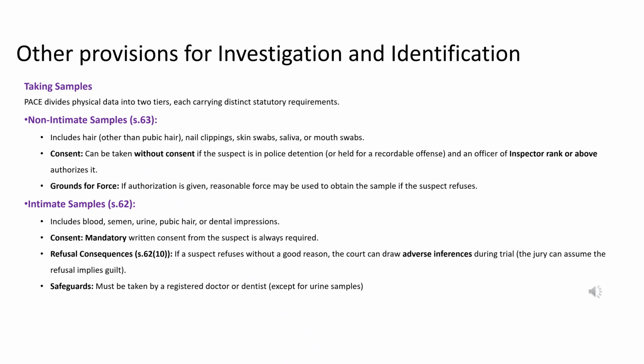The second category is intimate samples under Section 62, which involve a much greater level of bodily intrusion. These include blood, semen, urine, pubic hair, and dental impressions. Because of their highly personal nature, intimate samples can only be taken with the suspect's written consent. If a suspect refuses to provide an intimate sample without a valid reason, Section 62, subsection 10, allows the court or jury to draw adverse inferences from that refusal during trial proceedings. In other words, the refusal may be treated as supporting the prosecution's case.